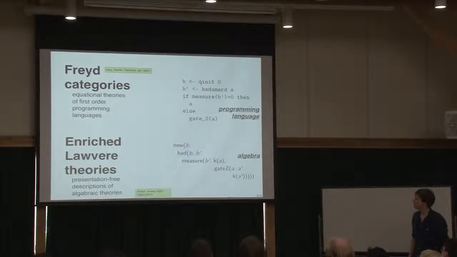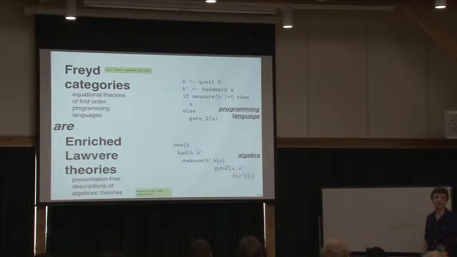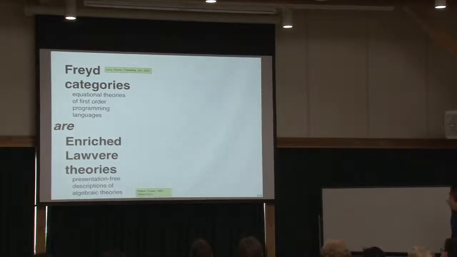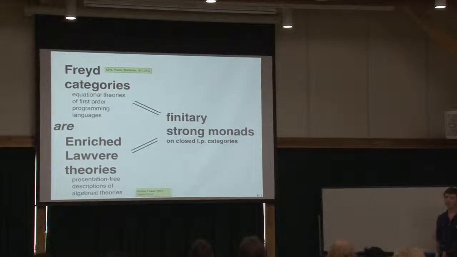An equational theory of a first-order programming language. And actually, they're the same thing. They're just dual tools. In fact, this correspondence between programming languages and algebra is really, really precise. Actually, some of you may have seen notions of computation described by monads, and indeed, finitary strong monads are the same as both of these other two things. You can move between the three things.